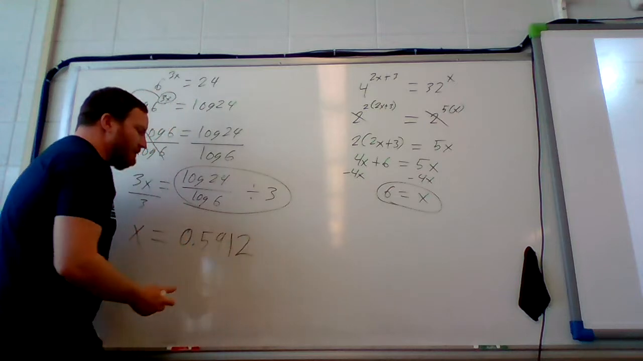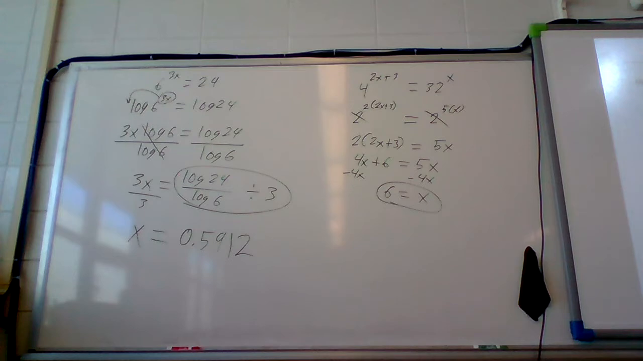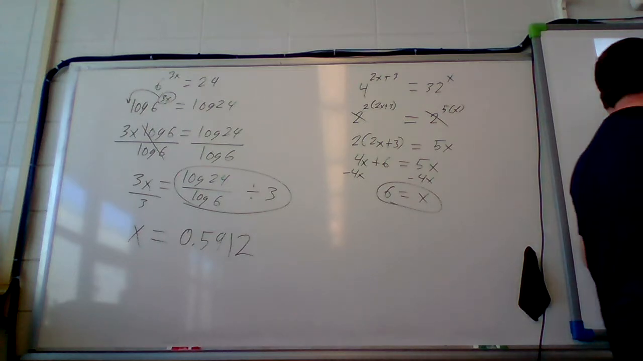I can't remember if the homework wants you to go to 4 or 3 decimal places. Once you go to 4 decimal places, that's how you do it.